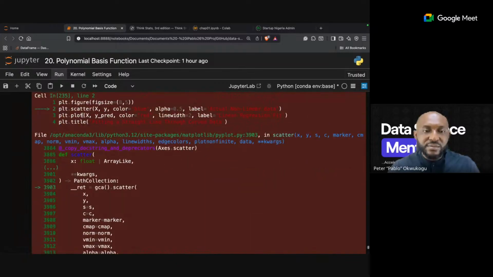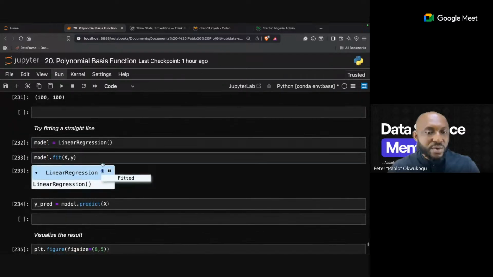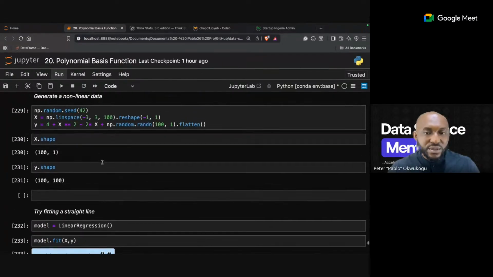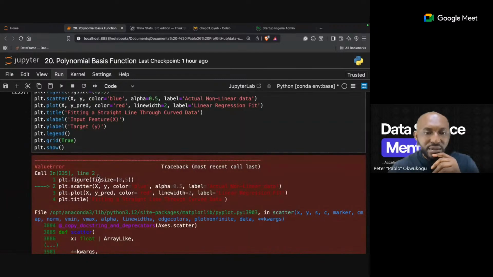X and Y must be the same size. I think you see where I noticed something was wrong here. Okay, should we? I knew that this was going to be no, but why must X and Y be the same size?